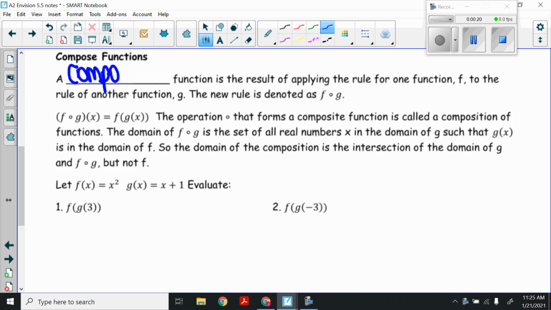A composite function is the result of applying the rule for one function f to the rule of another function g. The new rule is denoted as, it looks like the word fog, right? But that's read as f of g. So that open little o in there is read as of, okay?